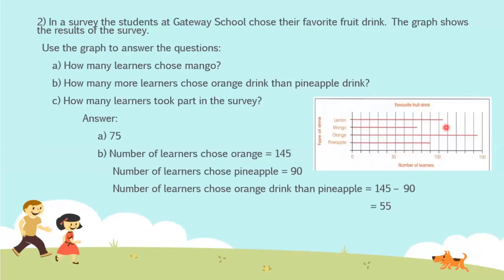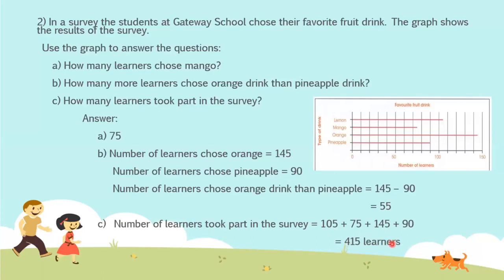So the number of learners shows lemon is 105 and mango is 75. So 105 plus 75 plus 145 plus 90 gives you the total number of learners who took part in the survey as 415 learners. So this is about our second question. Is this clear? Shall we move to the very next question?